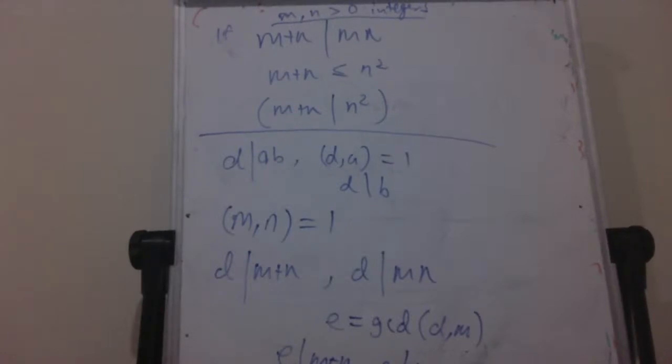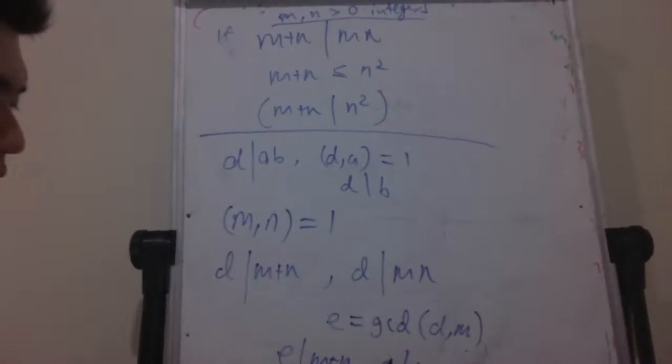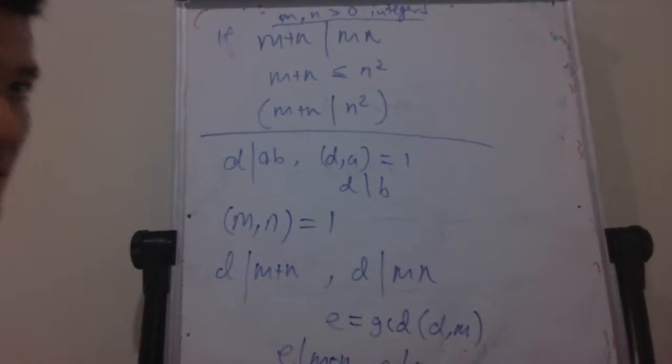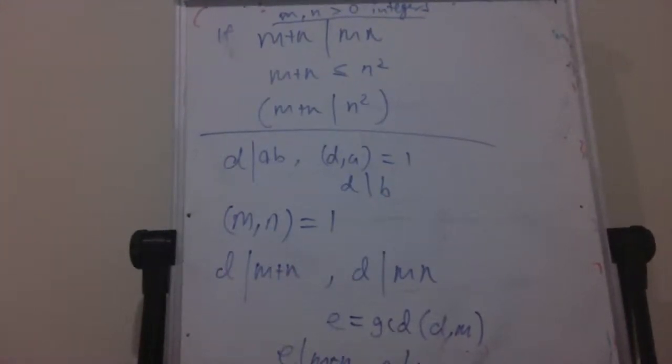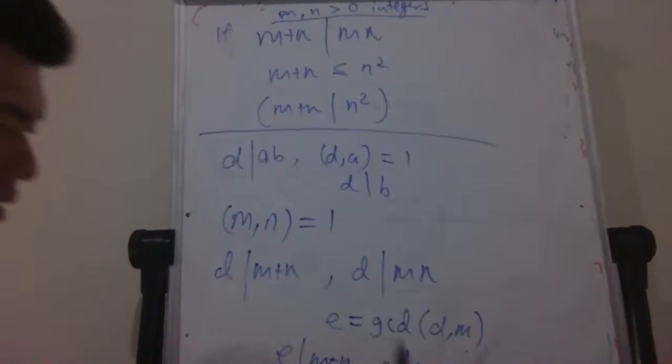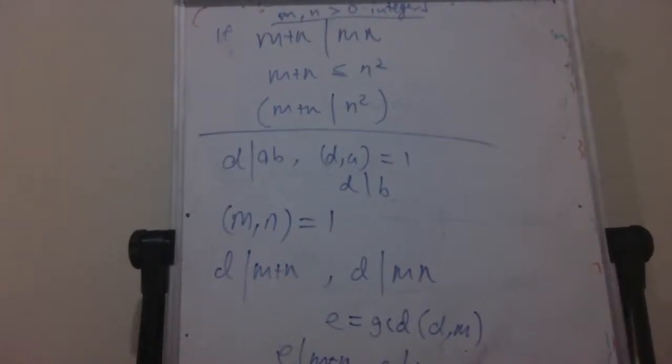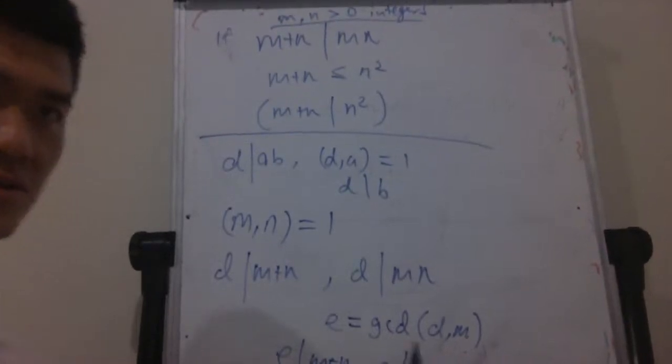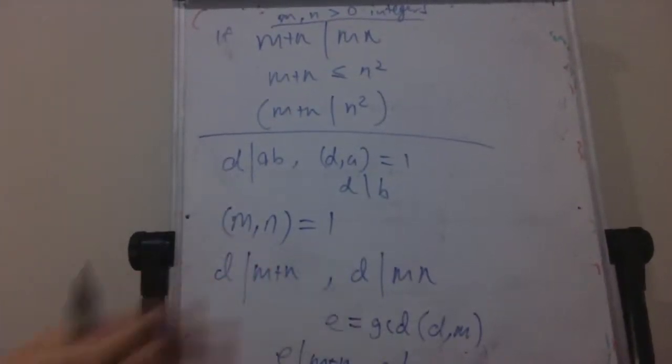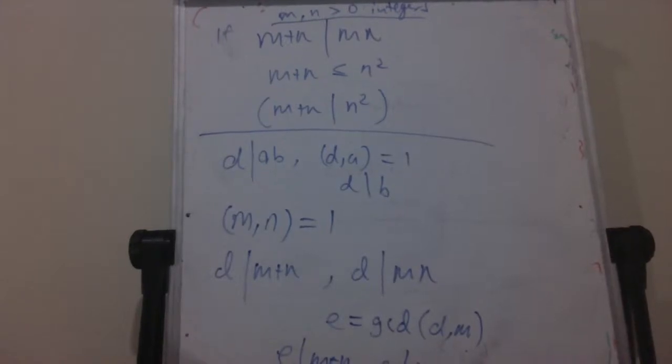Because any time it divides something and it divides something else, it divides any linear combination. So it divides this minus that. If it divides M plus N and it divides M, it divides M plus N minus M. These are multiples of E and these are multiples of E, so you can do addition or subtraction with multiples of E. So then E divides N.